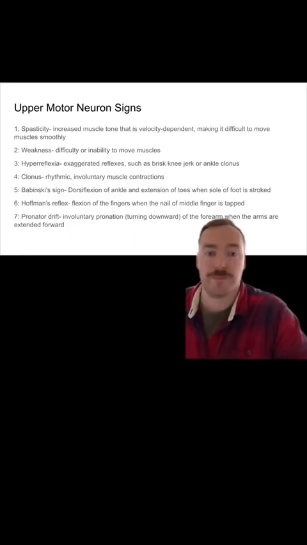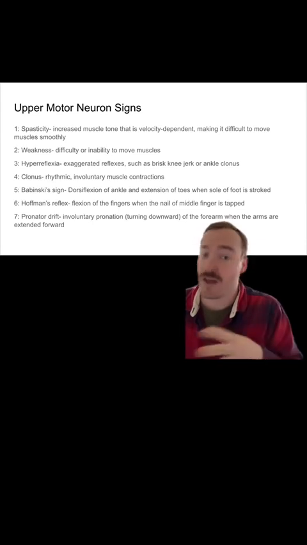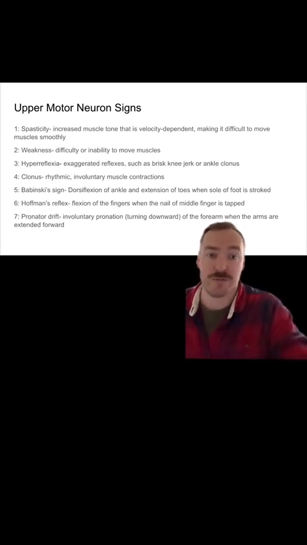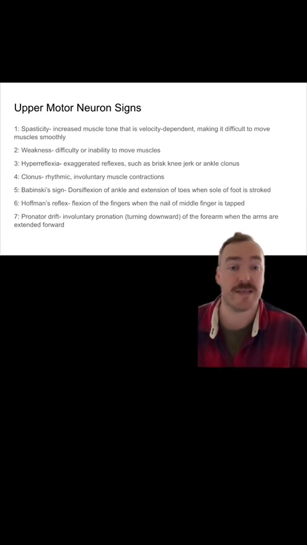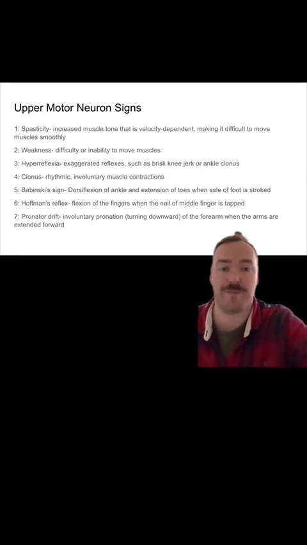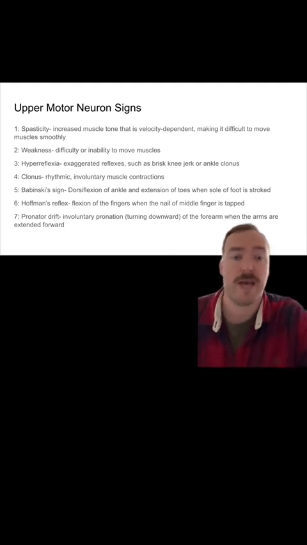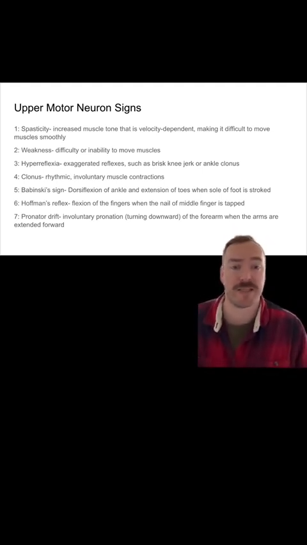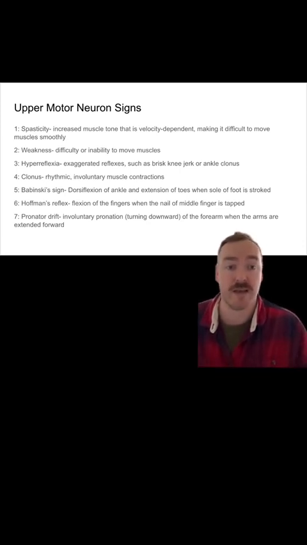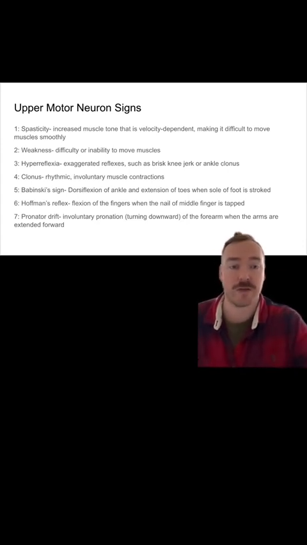In upper motor neuron disorders and diseases, there are going to be signs present that will not be present in lower motor neuron disorders. These signs include spasticity, which is an increase in muscle tone that is velocity dependent, that makes it difficult to move the muscles smoothly in the way that you want. Then you have weakness, which is difficulty or inability to move your muscles. Hyperreflexia is an exaggerated response to testing reflexes, so this would look like a significant or brisk kick with the knee-jerk reflex when they tap your patellar tendon with that hammer, or ankle clonus.